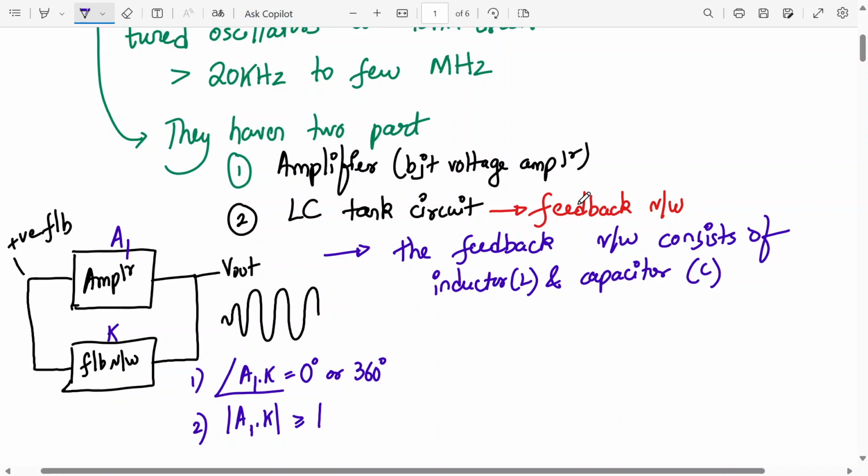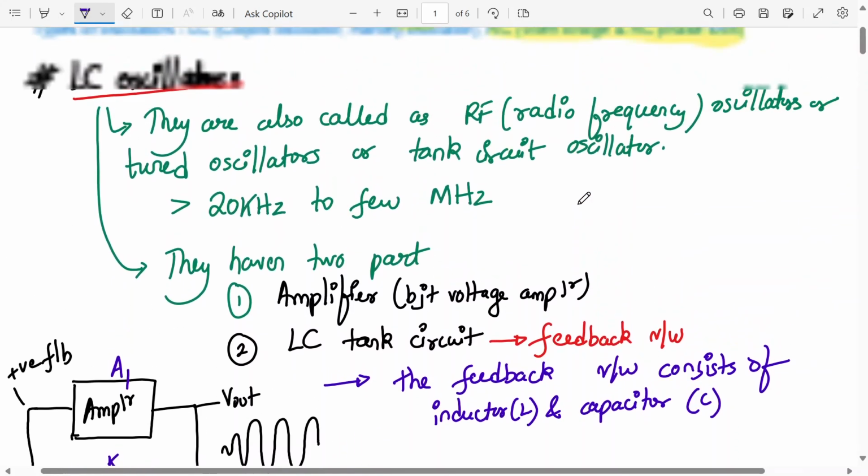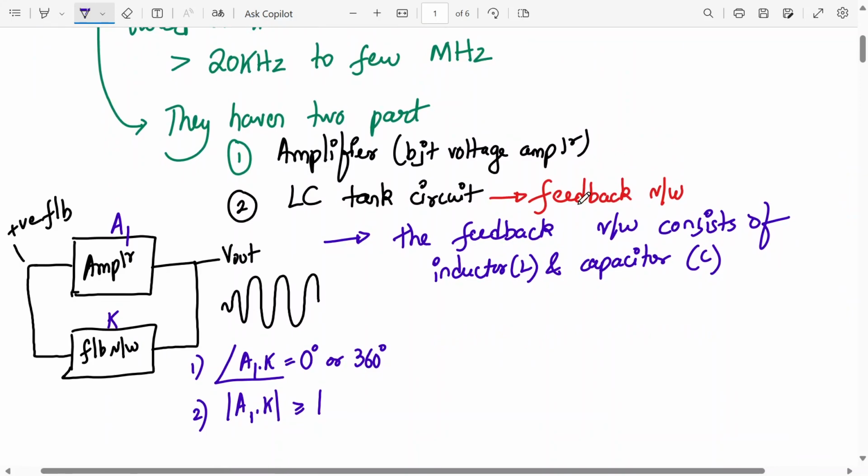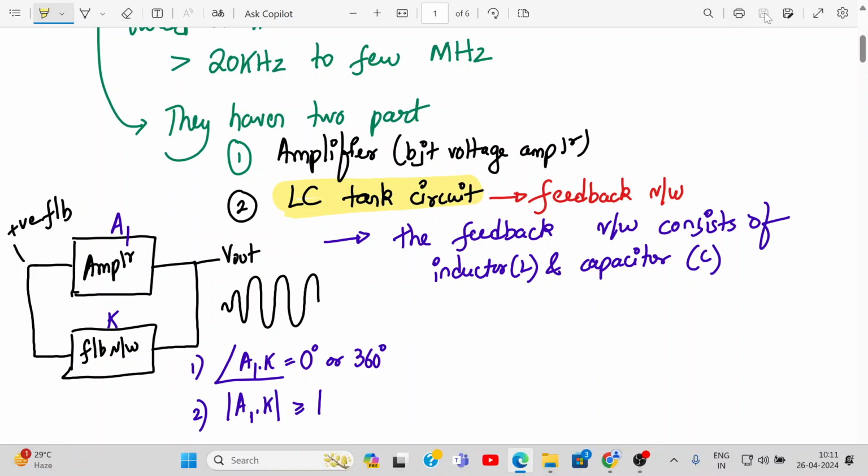Yeah. So here we have to learn one thing now. That is the LC tank circuit. That is our focus now. So we'll talk about the LC tank circuit. What happens when we connect a capacitor and an inductor together? What will it produce? So let us go to the next topic. Are you all ready?